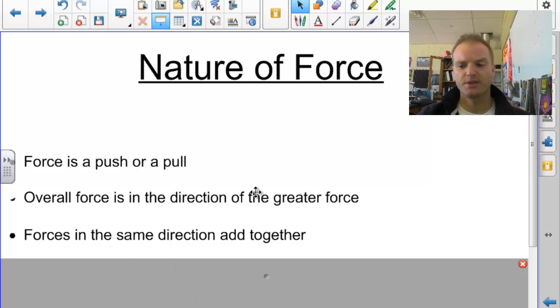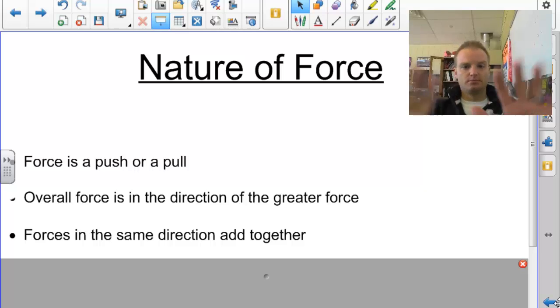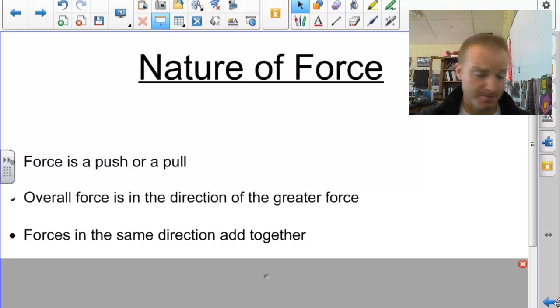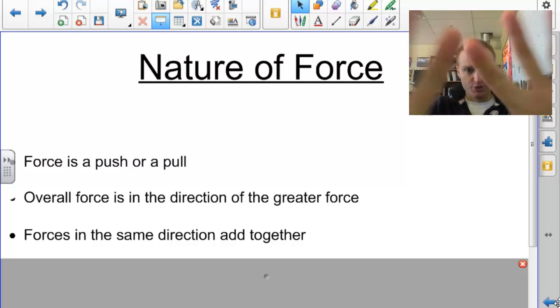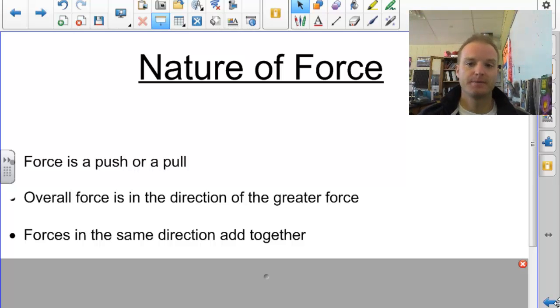And what is a force? When you think of a force, I want you to think of a push or a pull. It's pushing or pulling on an object. And when a force pushes on something, if there's more than one, the greater force, when they're all balanced out, will cause that object to move. So forces in the same direction add together.